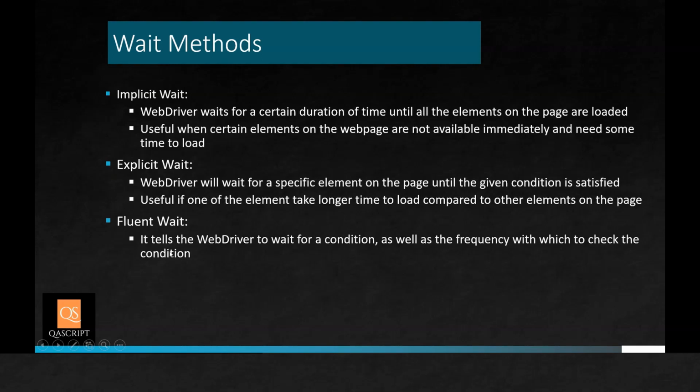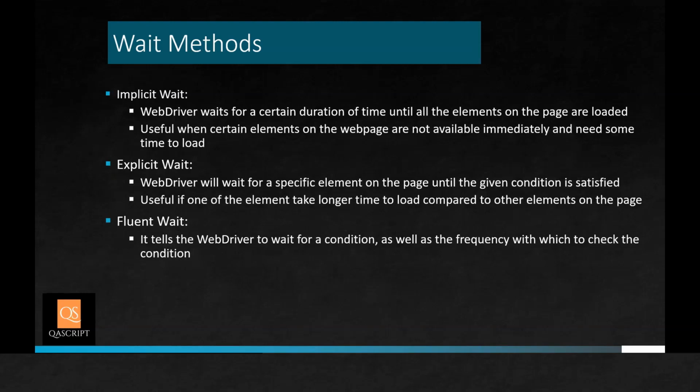Now, fluent wait is pretty similar to explicit wait. The only difference is here also we tell the WebDriver to wait for a condition, but here we can also specify the frequency with which we want to check the condition, right? So it is basically a polling mechanism, right? Every 5 seconds, the WebDriver is going to check on the page whether that element is present or loaded, right? So that polling would continue every 5 seconds.